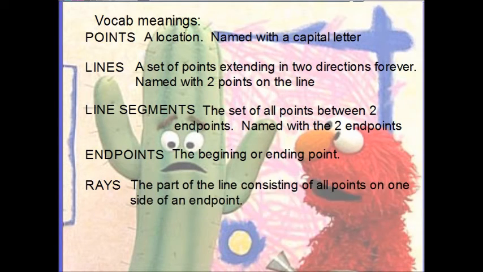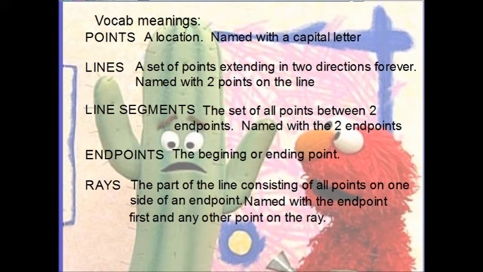Rays. Rays are the part of the line consisting of all points on one side of an endpoint. Now, rays are named with the endpoint first and any other point on the ray named second.